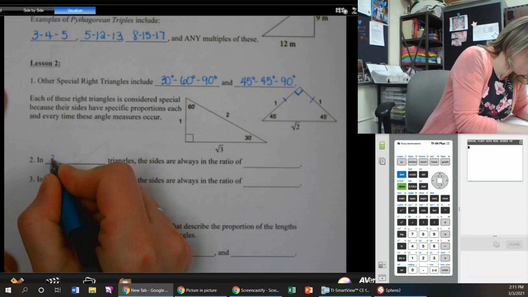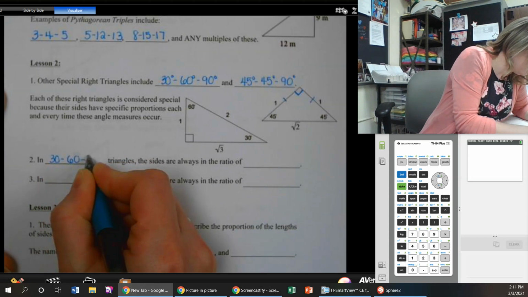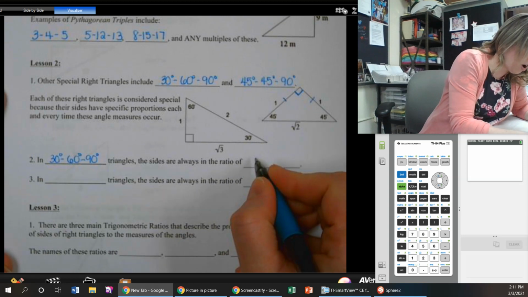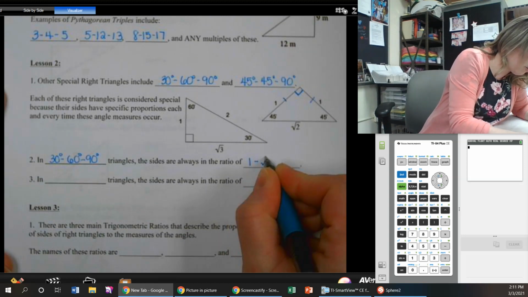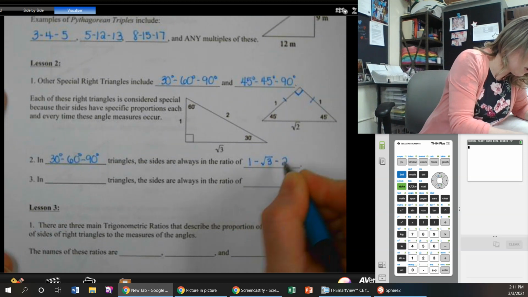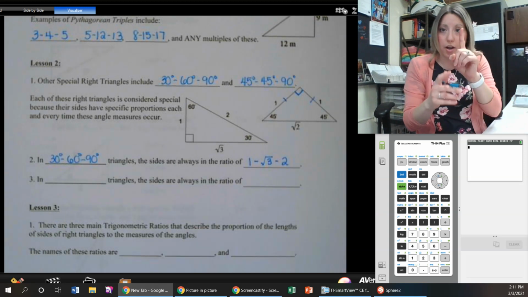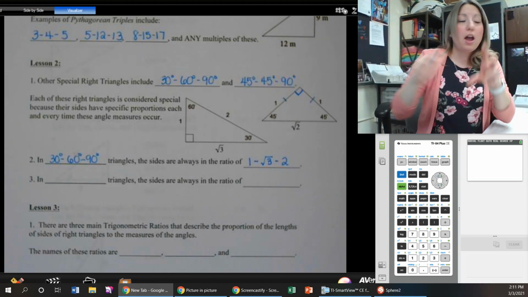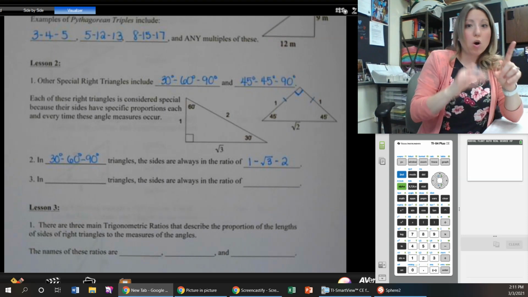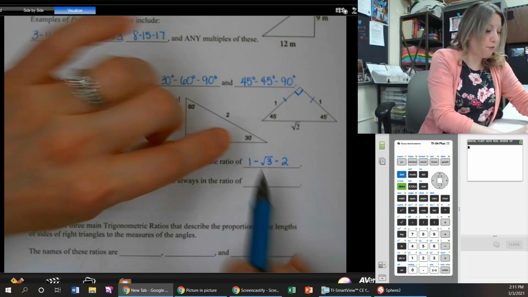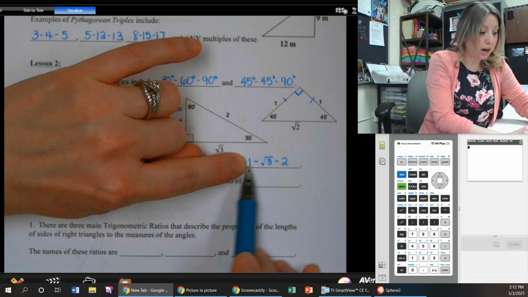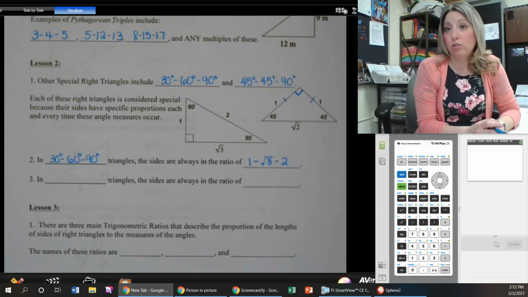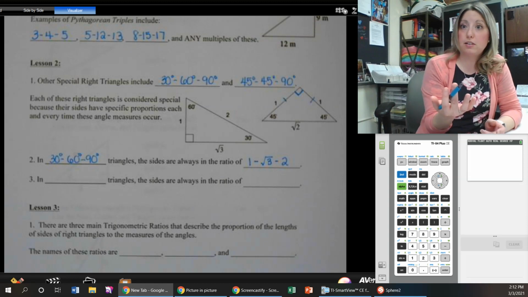Okay, so in a 30, 60, 90, the sides are always in the ratio of 1, radical 3, 2. Meaning the smallest side would be your 1. The hypotenuse, your largest side, is double that. And your long leg is 1 times radical 3, whatever your value is of your smallest side times radical 3. And we did practice how to go back and forth depending on which length of a side we know in a 30, 60, 90 triangle.